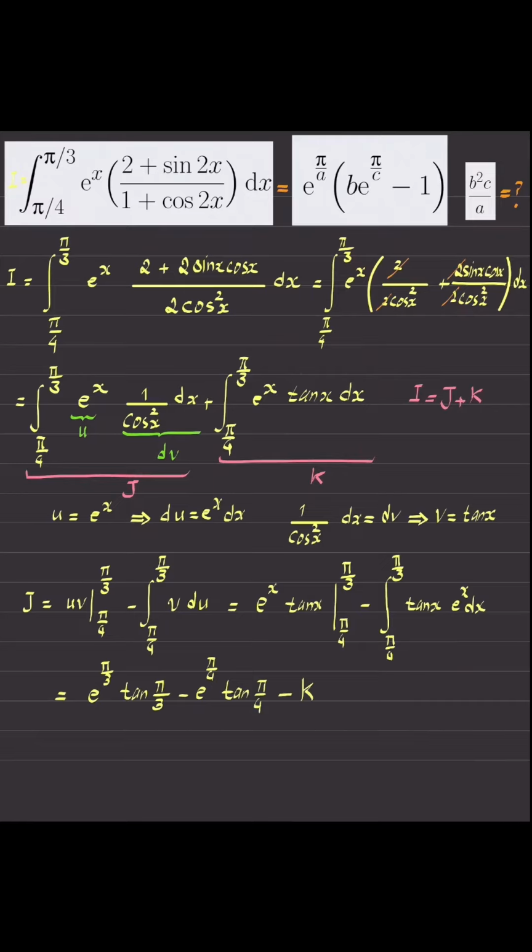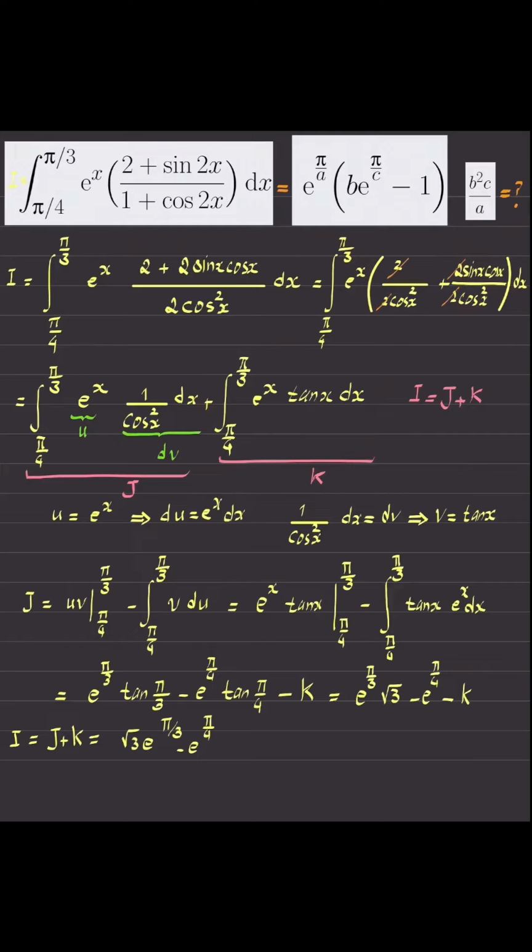Okay, but I can simplify this a little bit because I can write e to the power of pi over 3, tangent of pi over 3 is simply square root of 3, minus e to the power of pi over 4, tangent of pi over 4 is simply 1, minus k. So the integral that I am looking for is j plus k, which becomes square root of 3 e to the power of pi over 3 minus e to the power of pi over 4. Okay, so that is my integral.